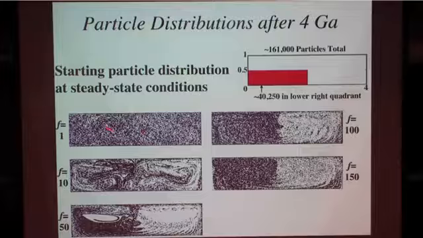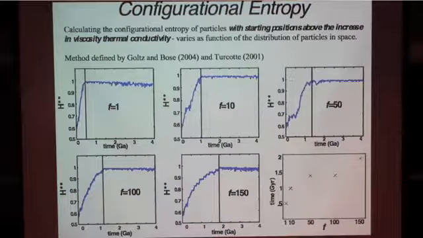Just to recap, basically, the particles that started in the lower left quadrant here have dispersed in this way. And so you are seeing this kind of global variation in the distribution of the particles. But in that starting point, they're very well mixed. So how do we quantify this? Well, one method to quantify this is known as configurational entropy.